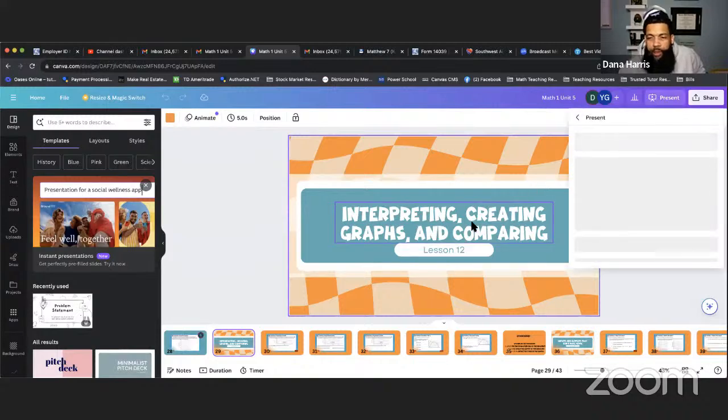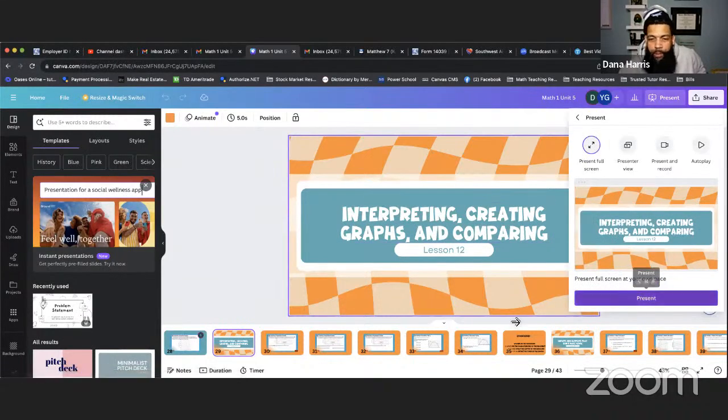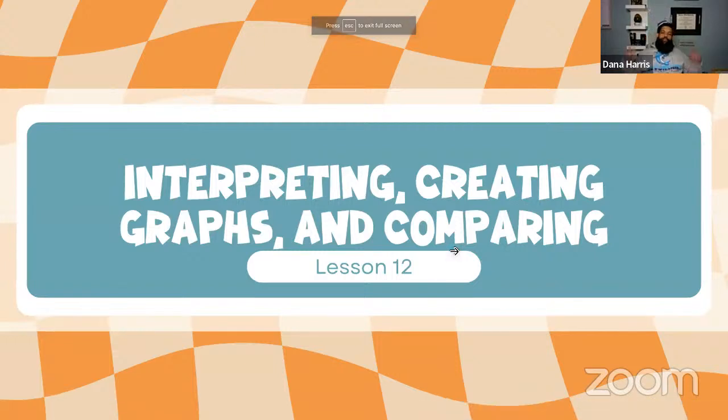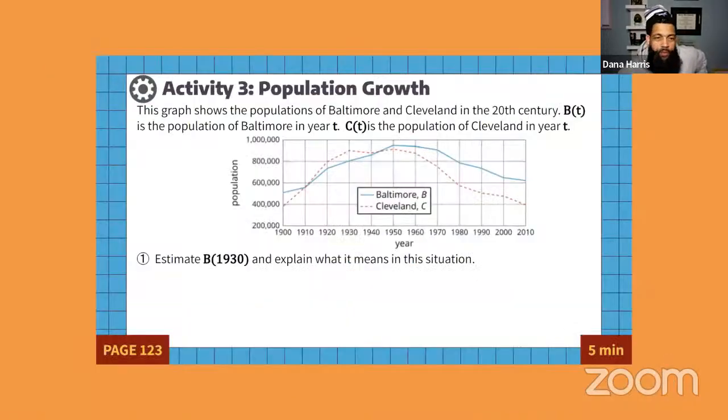Share the screen. So, we want to present this. Present. Boom. Hopefully, they'll let me write on this. They will. As you can see, we're talking about interpreting, creating graphs, and comparing the graphs as well. So now this unit is about functions. If you're not one of my students and you're watching this, first of all, I appreciate you from the bottom of my heart. And we are talking about functions. So this unit is on functions.